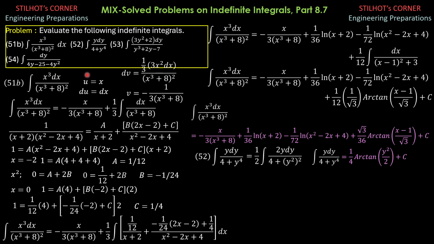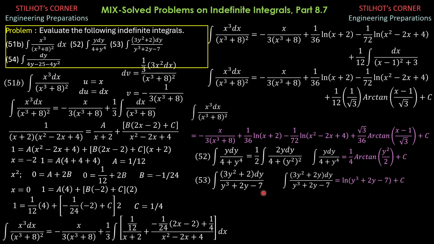Then problem 53, if we let u be the denominator, the differential is in the numerator, so that's ln. ln of quantity y cubed plus 2y minus 7. So we can answer this directly. That's ln of quantity y cubed plus 2y minus 7 plus c.